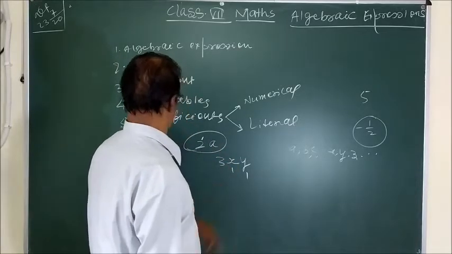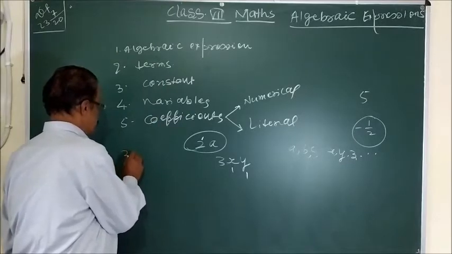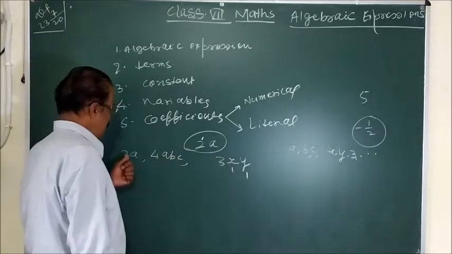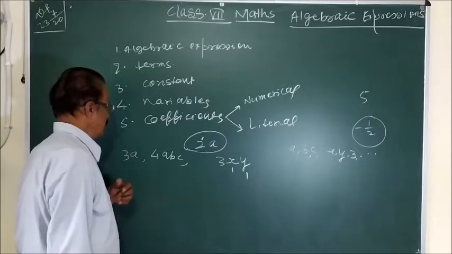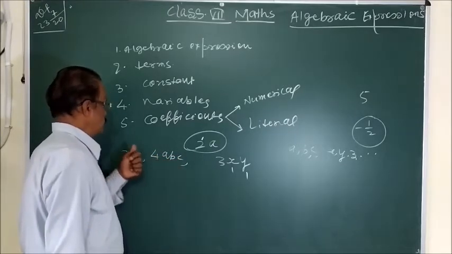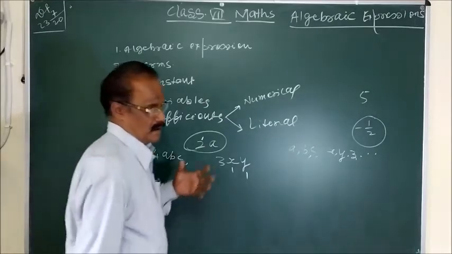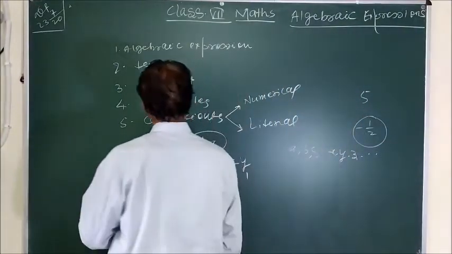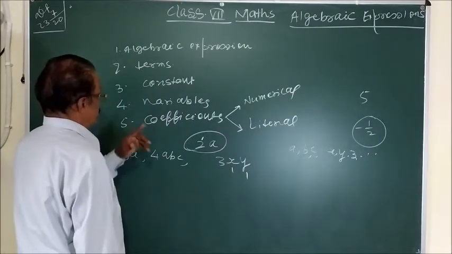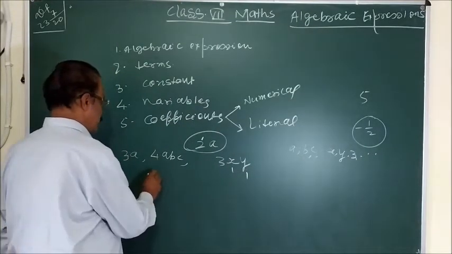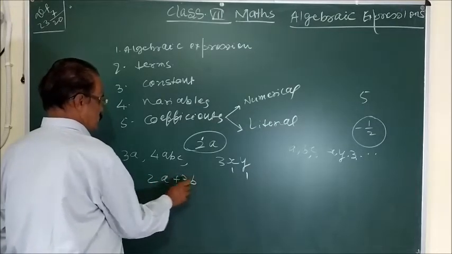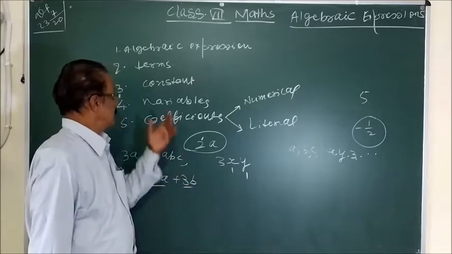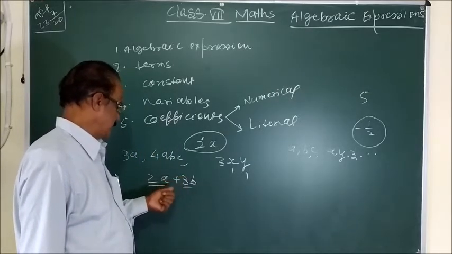Many terms may be in an algebraic expression. Suppose we write 3a, 4ab, c. These are terms: 3a first term, 4ab, c. Many constants and variables are combined together by either multiplication or division. And if each term is separated by either positive or negative sign, suppose 2a plus 3b, these two terms are separated with the sign plus, and this forms an algebraic expression. And there are two terms.